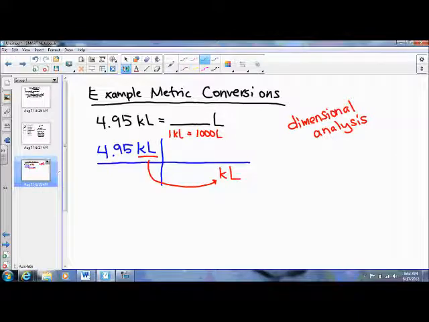Okay, now we're going to go up here and ask ourselves, which side of the equality has a KL? This side. What number is in front of it? A 1. So we're going to write a 1 in front of the KL. So this side of the equality goes on the bottom. How do we know? Because this unit must appear here.